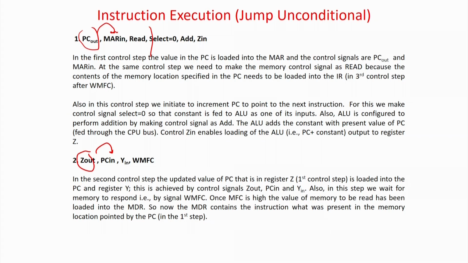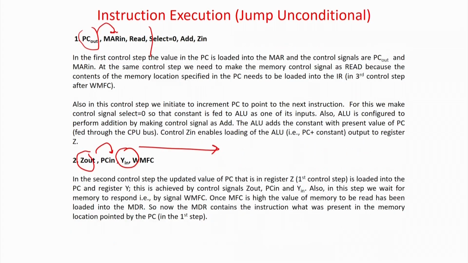Extra thing, again I am repeating, an extra thing: Y in is very special in the jump instruction. This was not there in any kind of add, load or store instruction. Now we will see what is special about Y in, that is Z out and Y in together. That means Z out is nothing but PC equal to PC plus constant, that is the next value of the program counter. We always store it in PC, that is standard, but again we are also storing it in Y in.